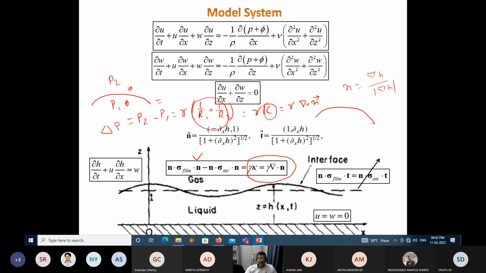So suppose you have sigma. How many components are there for sigma? Sigma is a tensor, right? How many components are there for sigma for a fluid? Quickly tell me. 9 components. Now if I take n dot sigma, how many components are there? n is a vector, right? If you take a projection of sigma towards n, then how many components are there?